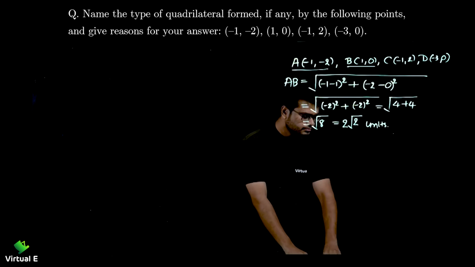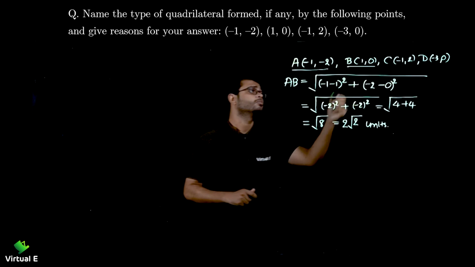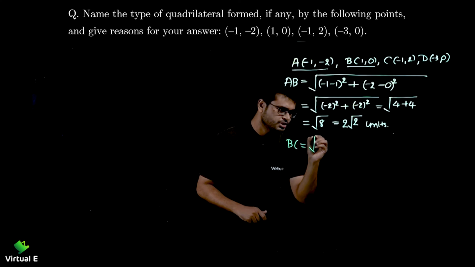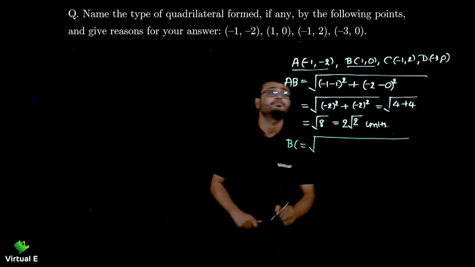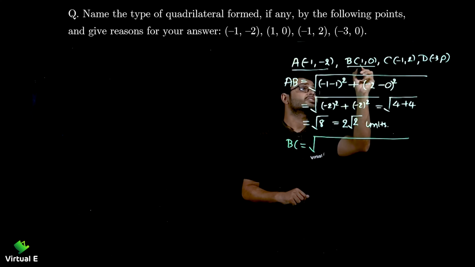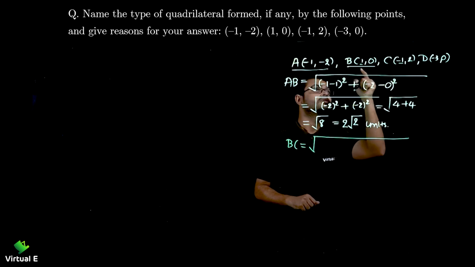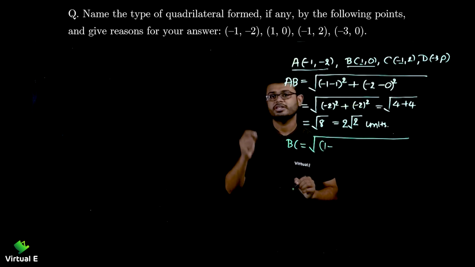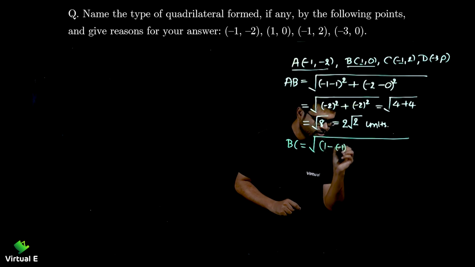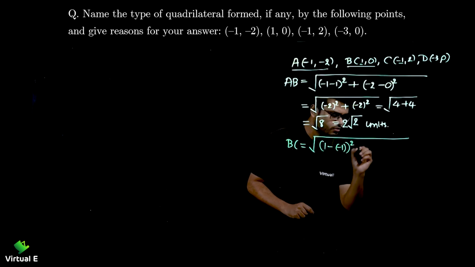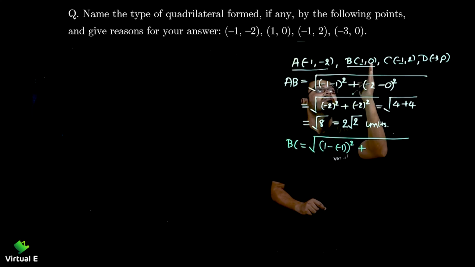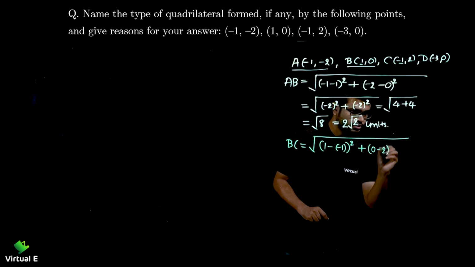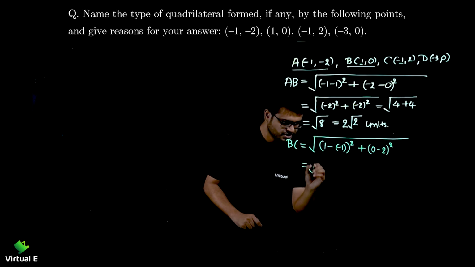Done? Now let's find another distance, which is BC, another side. BC is equal to square root, then x1 minus x2. This is my x1 and this is my x2. 1 minus -1. Remember, 1 minus for the formula and another minus of the coordinate sign, whole square, plus this is my y1, 0, minus my y2, which is 2, whole square. So let's simplify further.